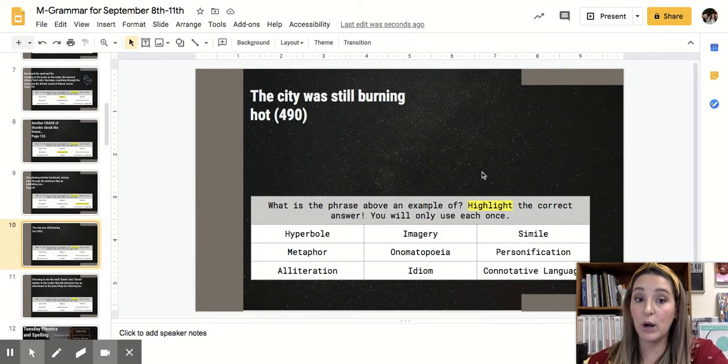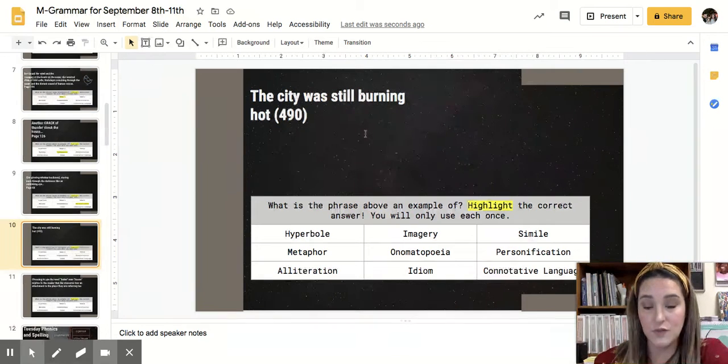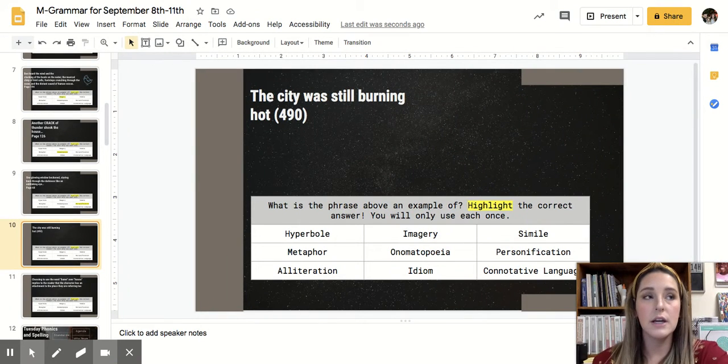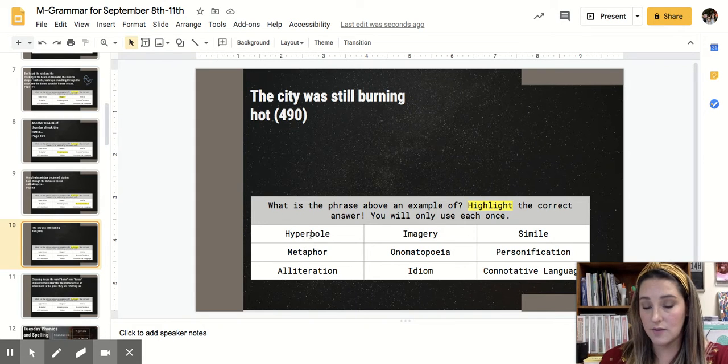The city was still burning hot. Was the city really burning? We haven't gotten to this part yet. I mean, obviously it's page 490, so we've got a ways to go. But it's in the middle of the summertime. I'll tell you that. That's all I'm going to give you, so there's no spoilers. So if I'm saying the city is burning hot, is it actually on fire? No, it's not. It's just really, really hot, which is an exaggeration. It's hyperbole.